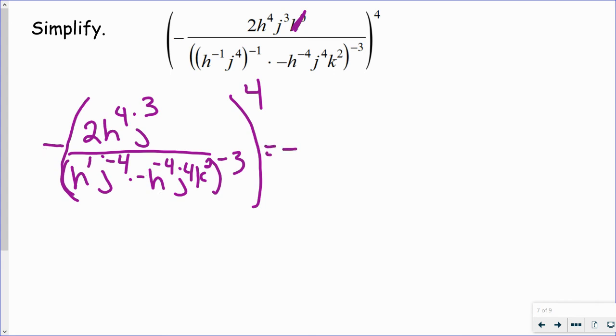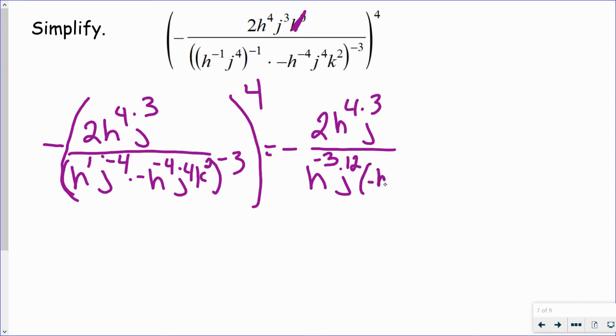Okay, now let's take care of this here in the denominator. We still have this negative out front. We still have that 2h to the 4th, j to the 3rd. Now, let's distribute that in. So that's h to the negative 3rd, j to the positive 12. Do you see that? Okay.